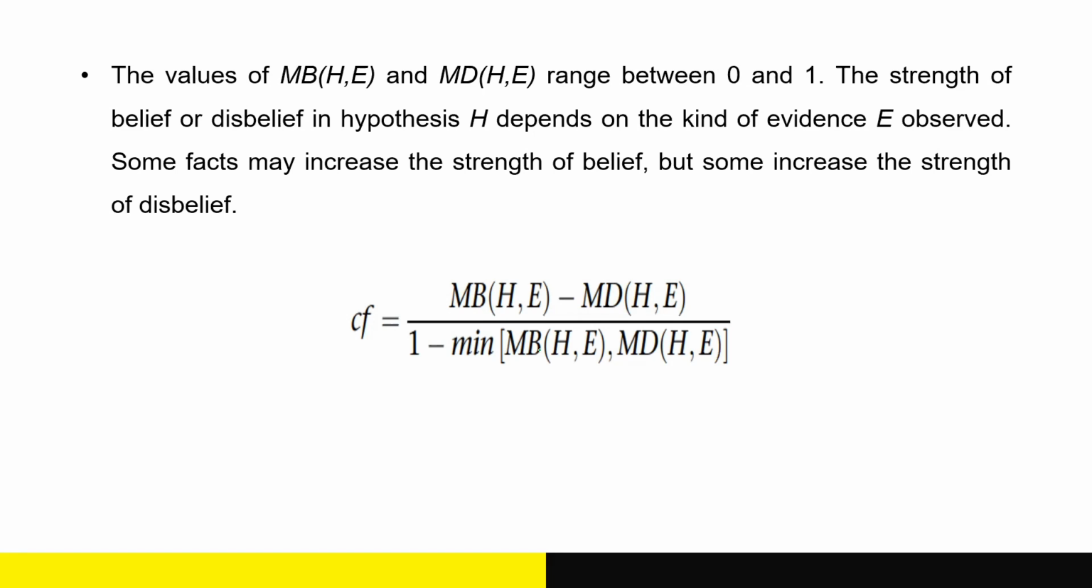As mentioned earlier, 0 means complete uncertainty, certainty that something is false, and 1 means complete belief that something is true. So to determine the total strength of belief or disbelief in a hypothesis, the measure of belief and measure of disbelief are combined into one equation, which is the certainty factor.